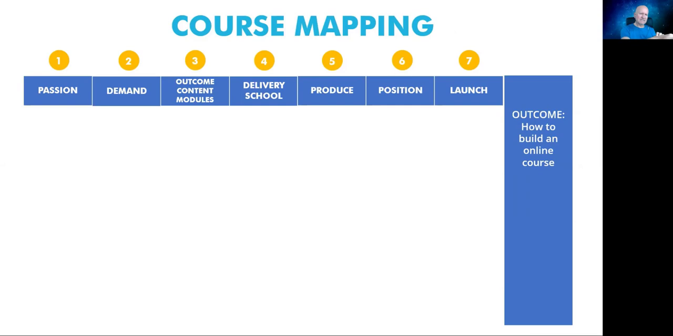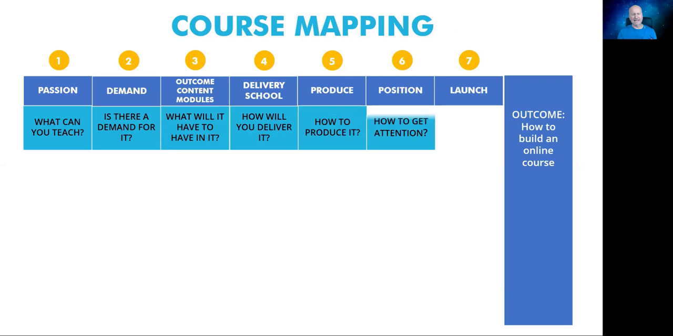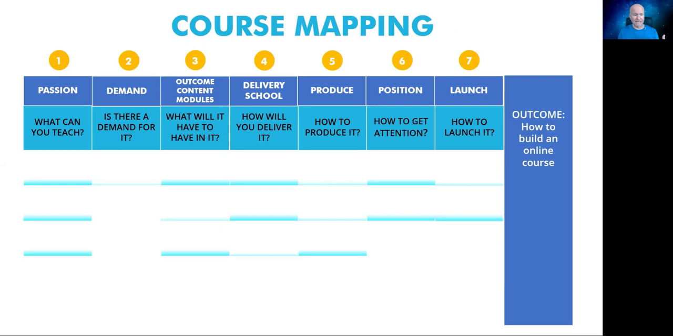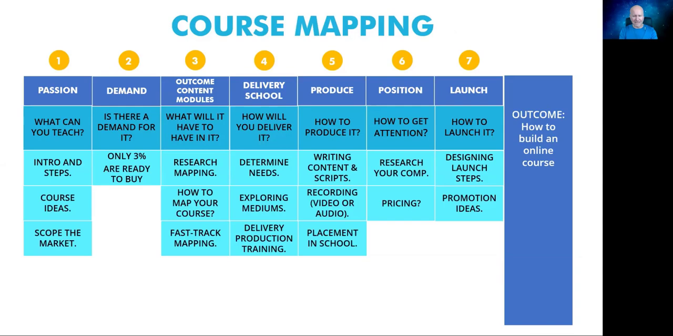Then we put a reason why we're doing the modules, and that helps us to understand what is actually in those modules. So you title the modules. I like to keep my module titles very simple. Then we put why those modules, for instance, delivery school: how will you deliver it, meaning the course. And so we know what that module is all about. Now what we've got to do is put content in. We've put essentially all the content in the appropriate places so we can take the person through. Module one is passion, and we intro the course, we give them the steps so they know where they're going. That's the big picture.